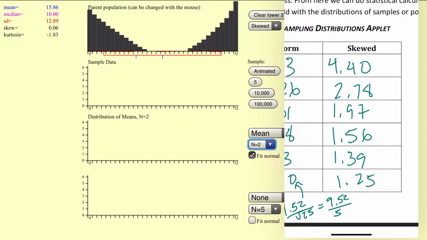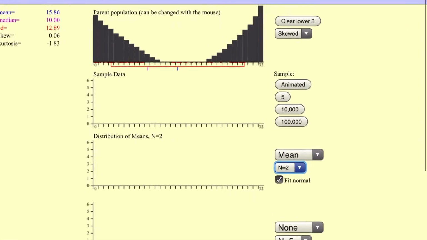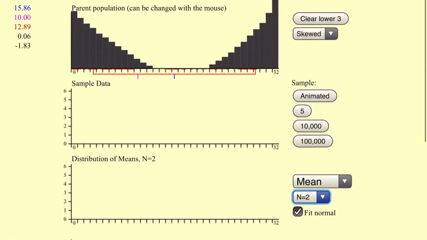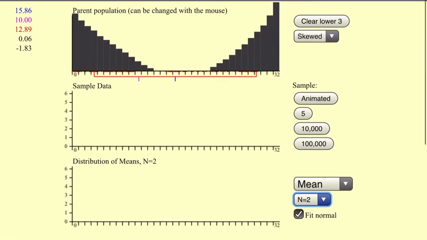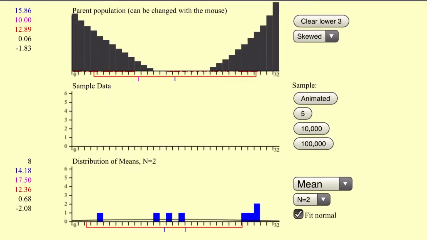Curious, if you want to pause the video and think for a second, what might a sample size of 2 look like with this distribution? What will a sample size of 2 look like with this sampling distribution? All right, let's find out. So there's my 1, 2, 1, 2, 1, 2. All right, let's speed it up a little bit.